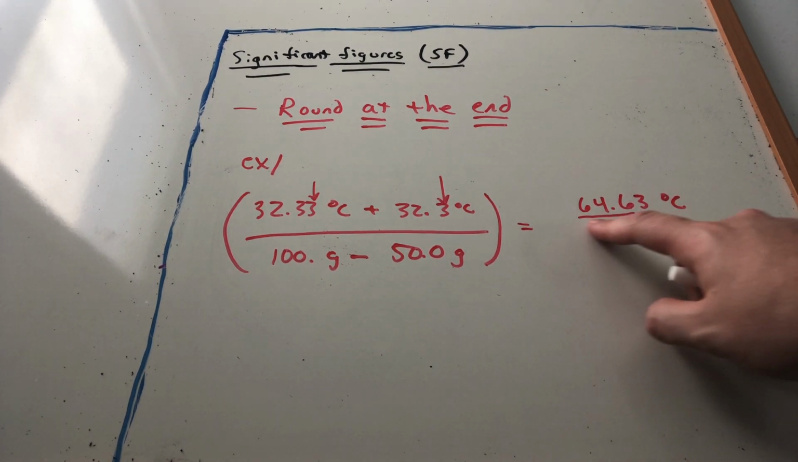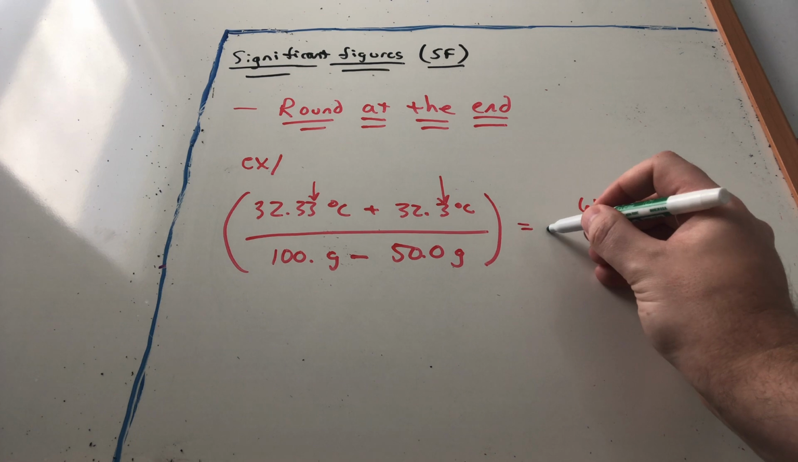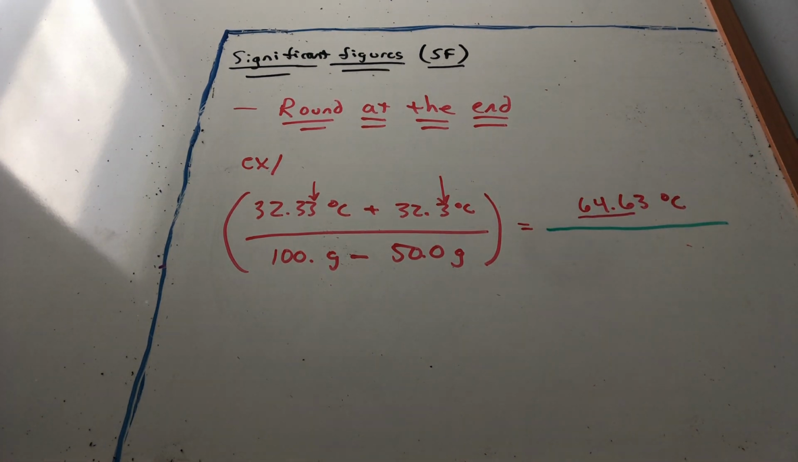But notice, I'm keeping track of how many significant figures I have because that will matter at the end of the problem. I'm going to show the division with green here just so you don't confuse my underline with the division bar.